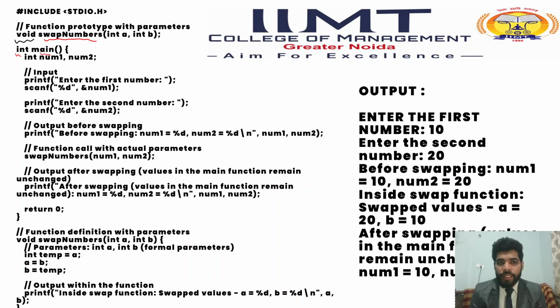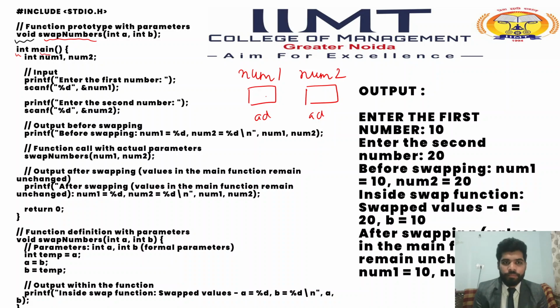Here we have written int num1, num2. That means we have created two variables, number1 and number2. Some memory is allocated to these variables, and they will have some address, and the values are going to be stored in these variables. So now we have taken the values of these variables.